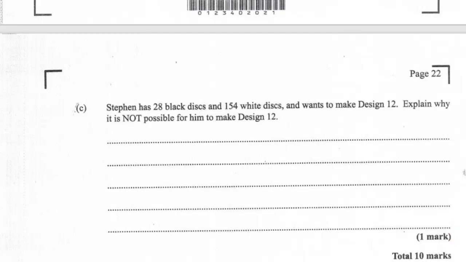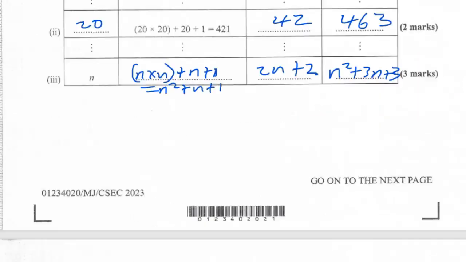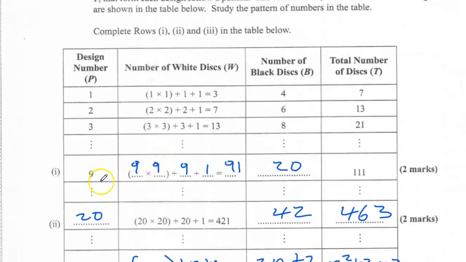Stephen has 28 black discs and 154 white discs, and wants to make design 12. Explain why it is not possible for him to make design 12. Let's look here at design 12. Let me change the color.